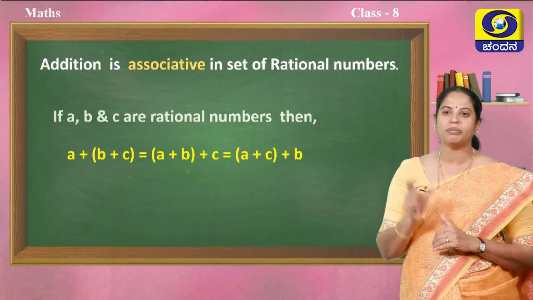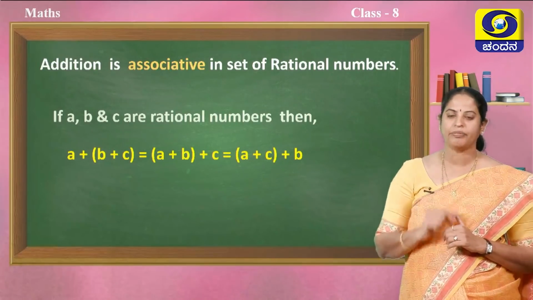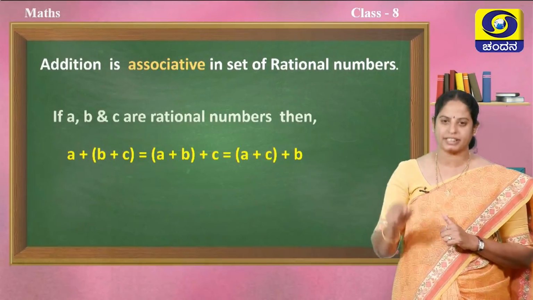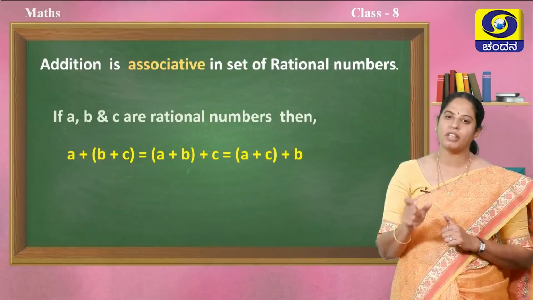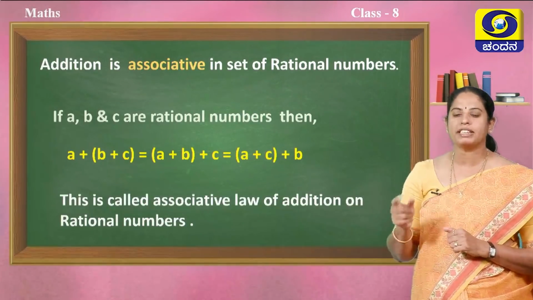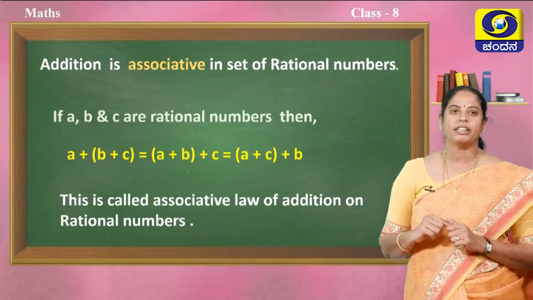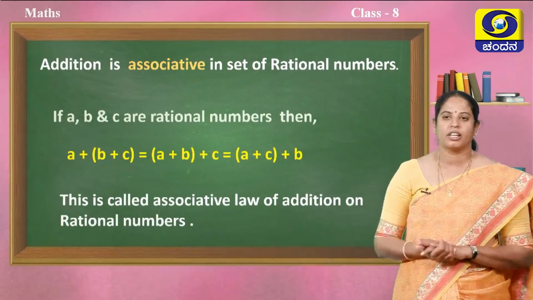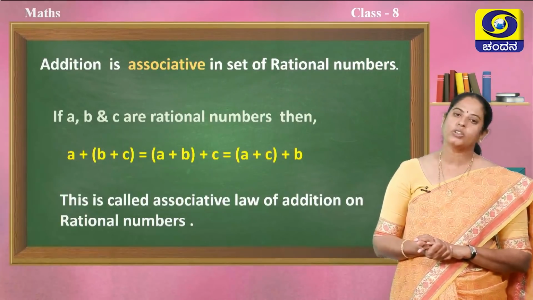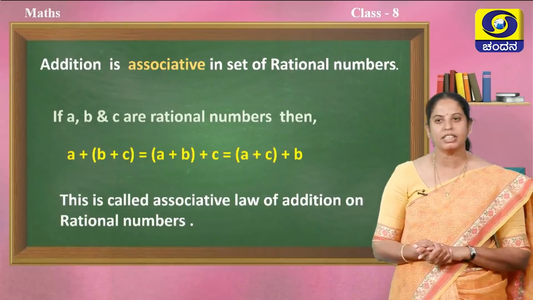If I group B plus C first, then I add A, it is the same as A plus B plus C. That means if I group A and B first, then C is added. Next, I am going to group A and C, then I am going to add B. Then the result remains the same. Then we call it the associative law of addition holds good on rational numbers, children.